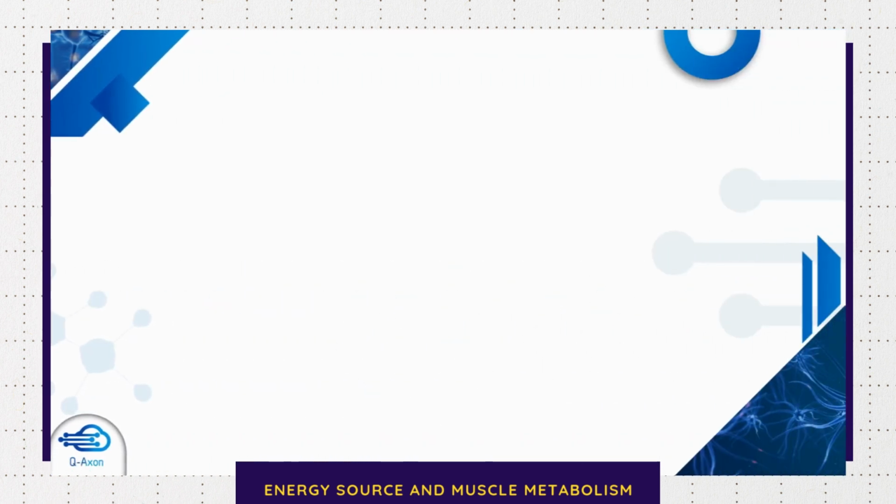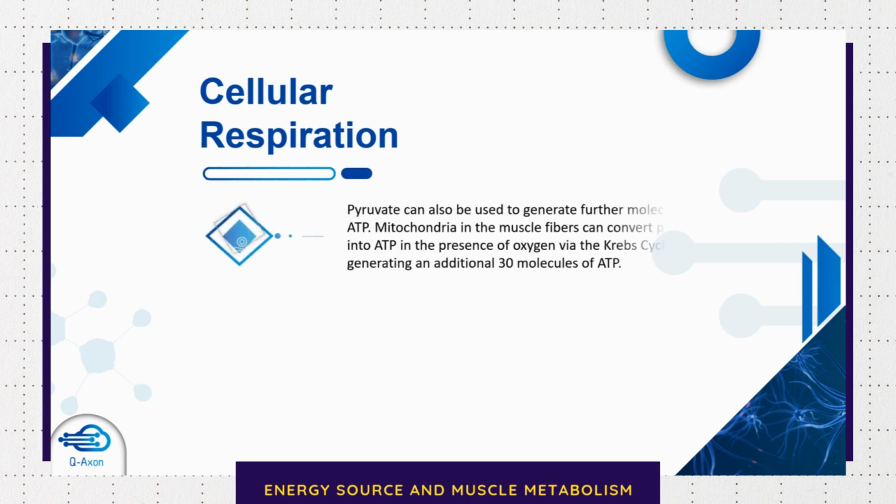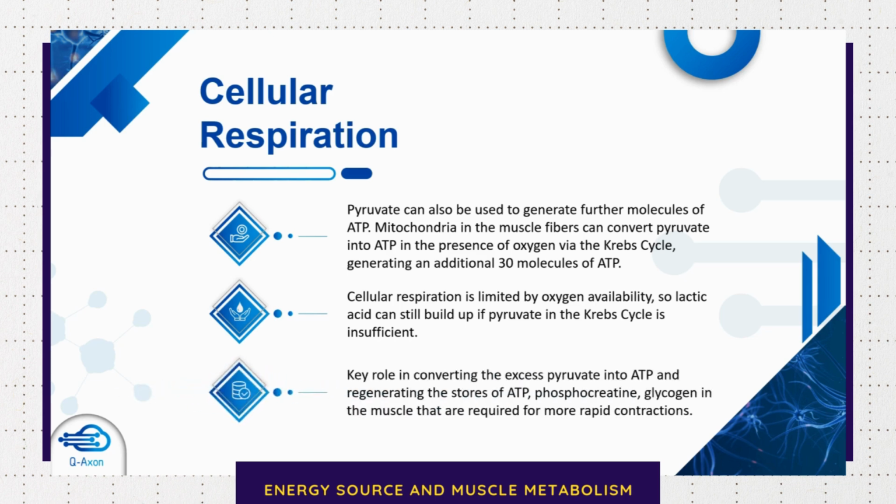As long as oxygen is available, the muscle can depend on cellular respiration for energy. So the pyruvate that is generated is taken up by the mitochondria, and via the Krebs cycle in the presence of oxygen, ATP is generated. About 30 molecules of ATP can be generated in this manner. However, once oxygen becomes limited, cellular respiration cannot go on for long. Lactic acid accumulates and the process stops. So cellular respiration helps in conserving and regenerating the stores of ATP, phosphocreatine, glycogen, etc., which can be made available for more rapid contractions.